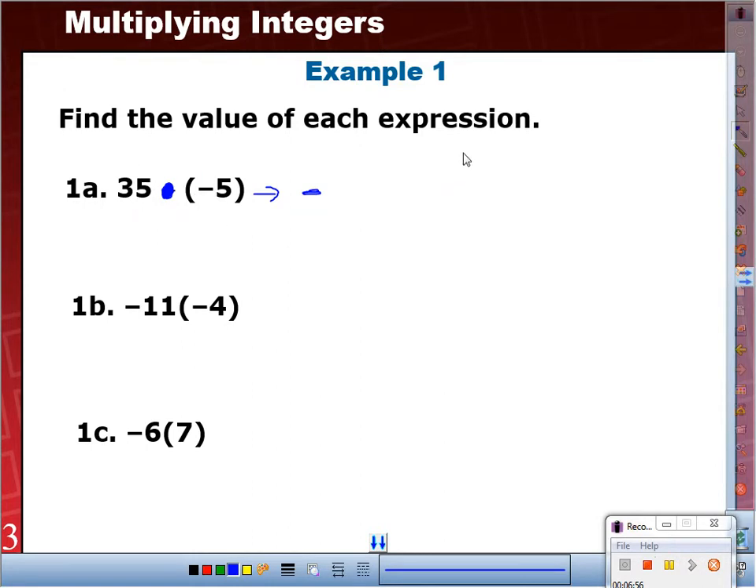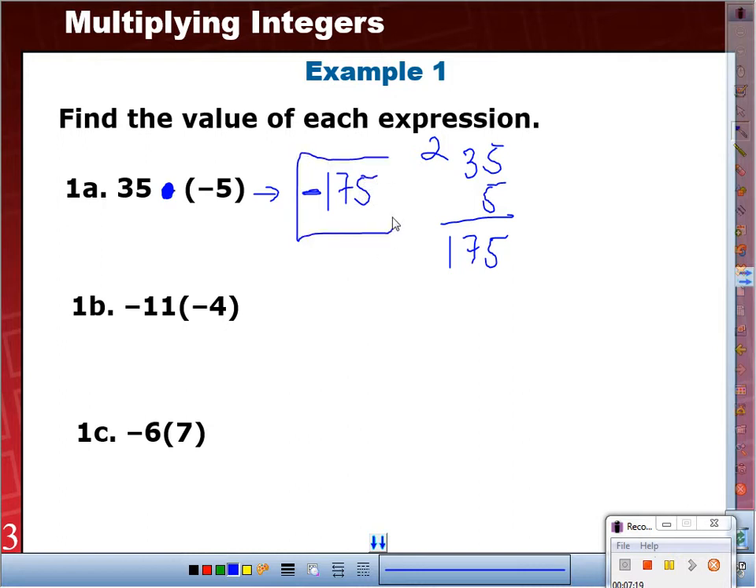Step 2, compute 35 times 5. 5 times 5, that's 25. We got 2. 5 times 3 is 15 plus 2, 17. So that's 175. Can we simplify that anymore? No. Let's see the 3 steps. Step 1, identify if the result is a negative or a positive. Yes, we did that. Step 2, compute. Yes. Step 3, simplify, and we're done. Okay? Do these by yourself. Go.